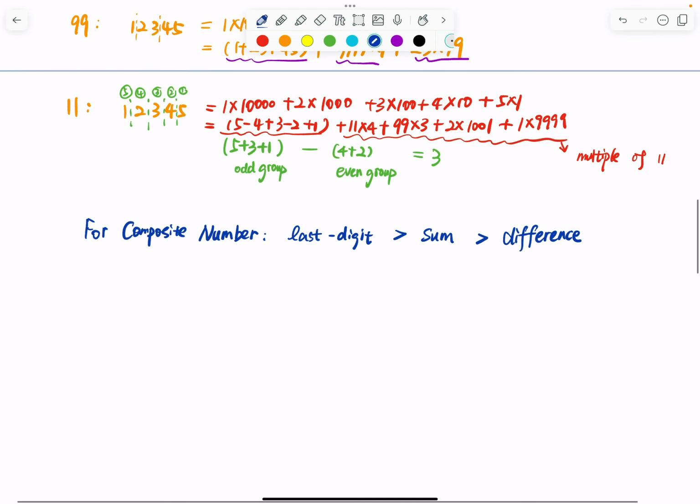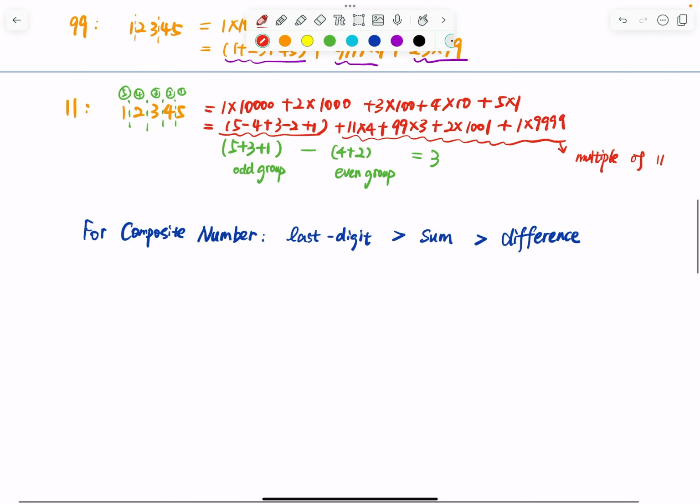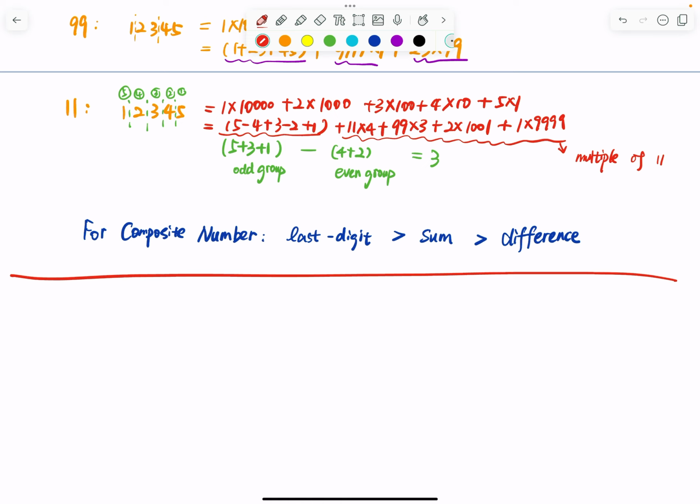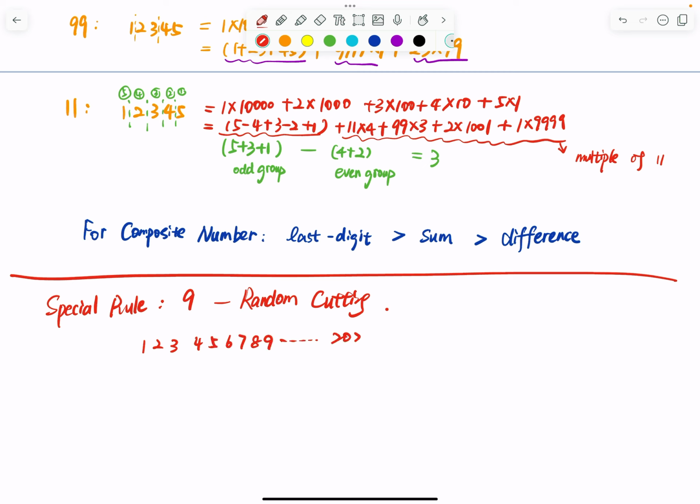Okay, now we have another very important thing to mention. It's about the special rules. It's about 9. For 9 we can use another way: random cutting. So for example, if I have 1, 2, 3, 4, 5, 6, 7, 8, 9 up to 2023, 2024. This is a multiple-digit number. How can I determine whether this number can exactly divide by 9 or not?